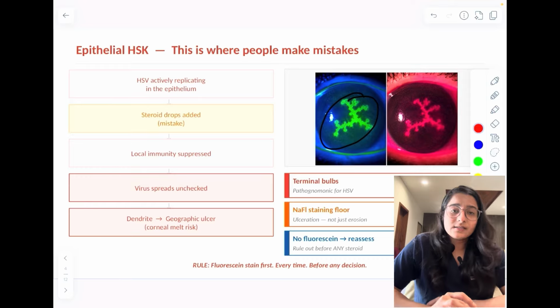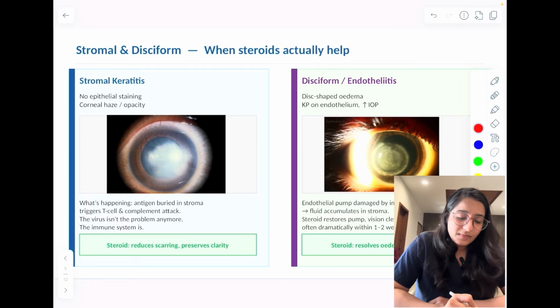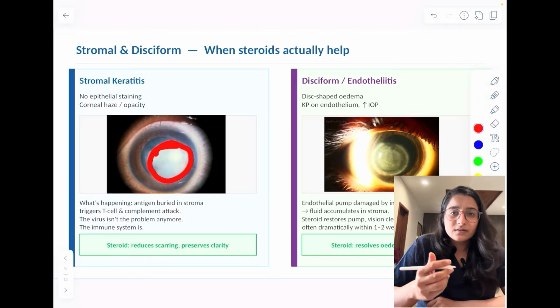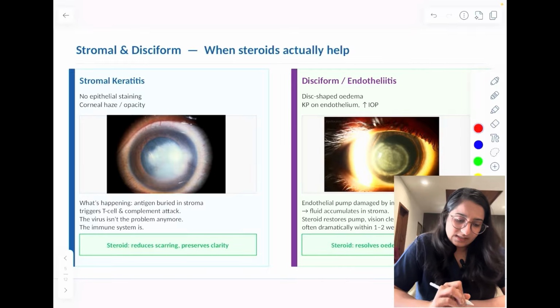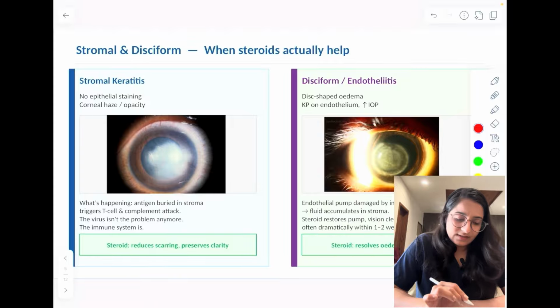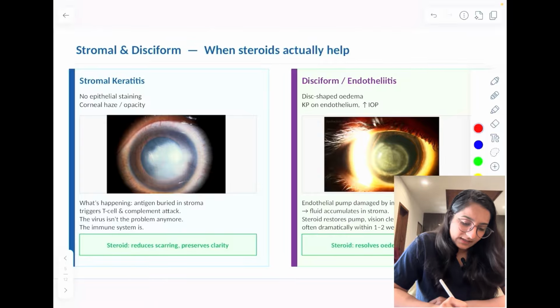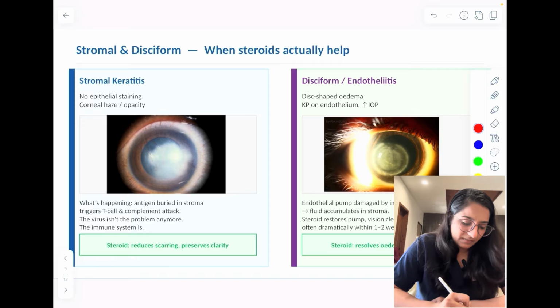Okay, now in stromal and disciform, why is it actually helping? We understood that in stromal keratitis there is no epithelial staining and only corneal haze or opacity, because if the immune cell is attacking stromal fibers, then it will create an opacity there. So this opacity we can see here. So we want the immune cell to get suppressed here. Antigen buried in the stroma triggers T cell and complement attack, and the virus isn't a problem anymore here. It's an immune system problem. So we want steroid to reduce scarring and preserve clarity.